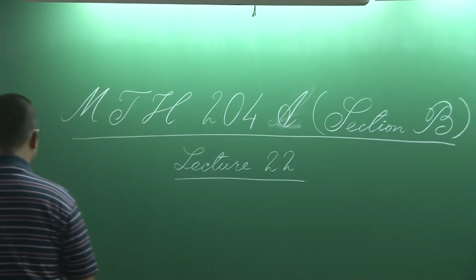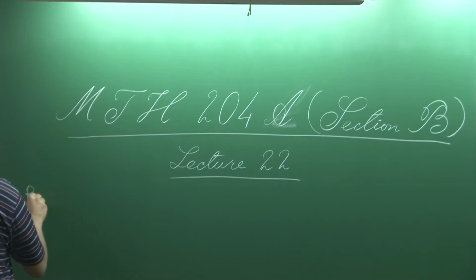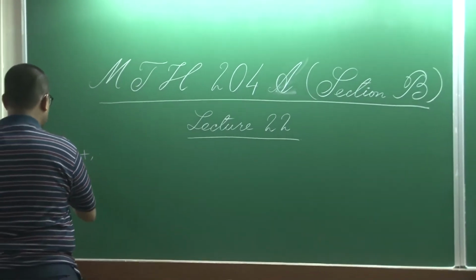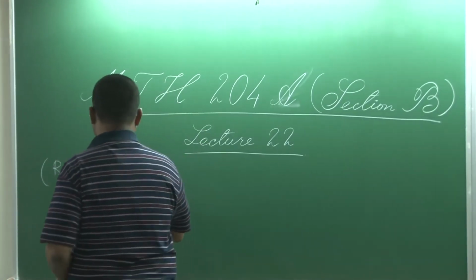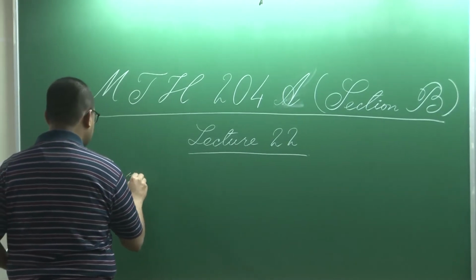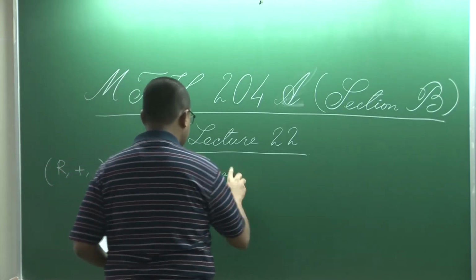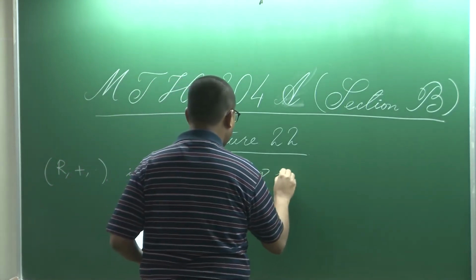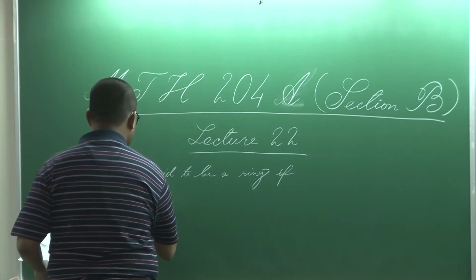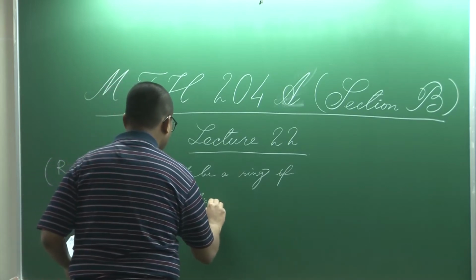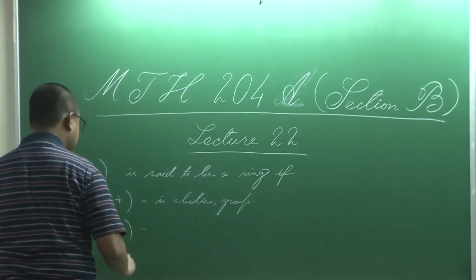So let me first give you the definition of ring. Many of you might have already seen it. So here we have a set R together with two binary operations denoted by plus and dot. This is said to be a ring if, first of all, R with respect to plus is an abelian group, and R with respect to dot is just associative.